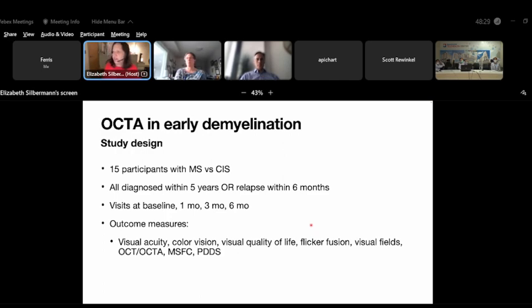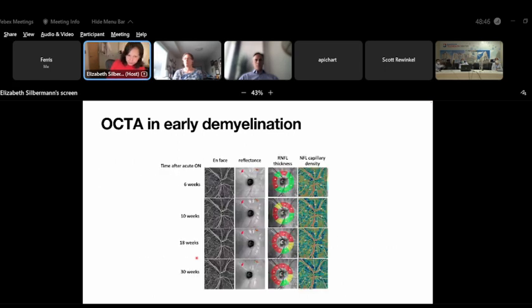And then we did frequent imaging at baseline, 3 months, and 6 months. We collected a number of visual outcomes as well as OCT and OCTA measures. These are functional clinical outcomes, and then this is a disability scale. And we're still analyzing this data, but I wanted to show longitudinal data from a single subject who had acute optic neuritis during the trial.